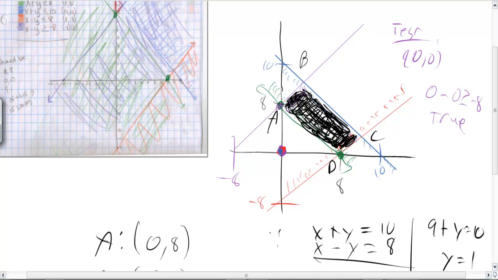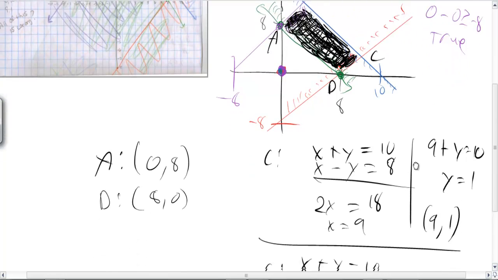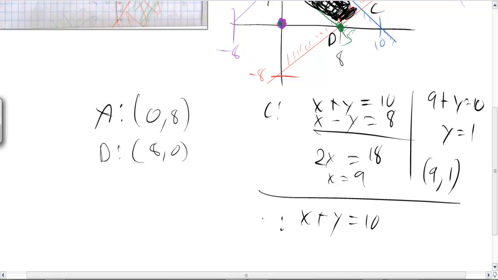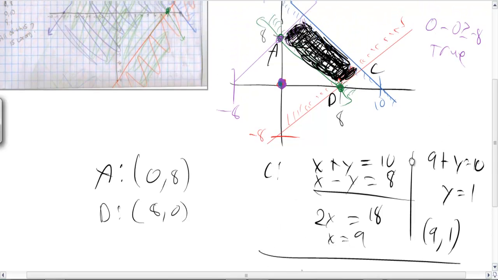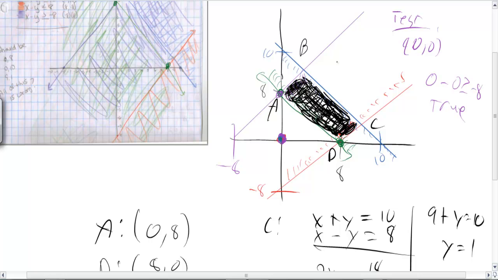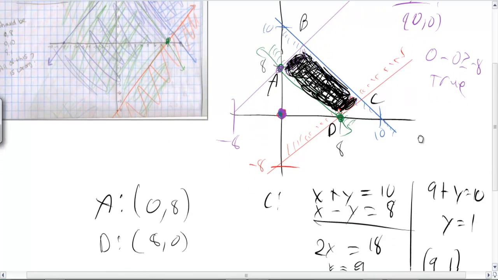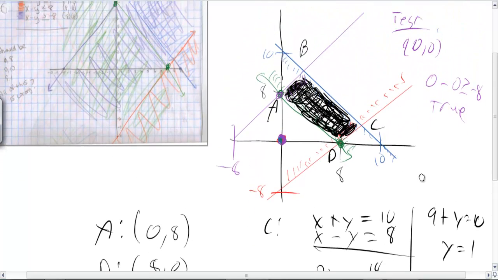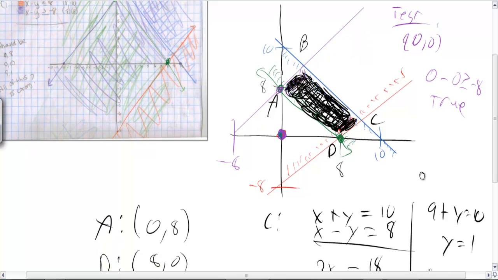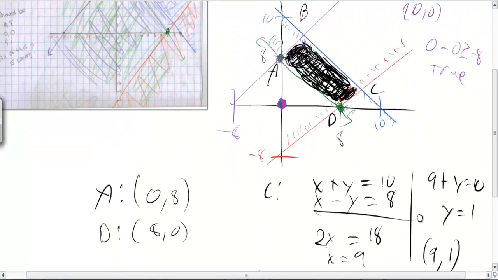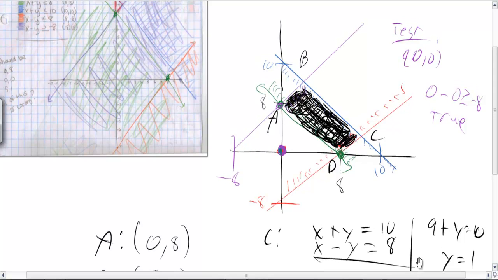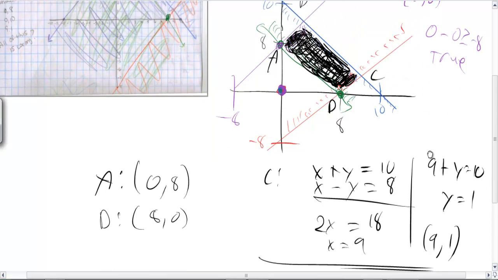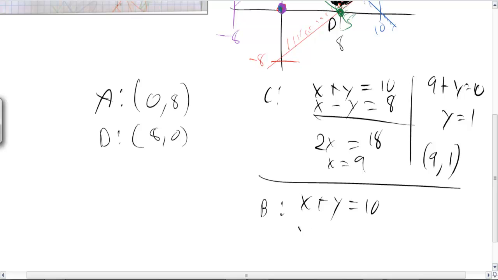So let's get rid of that. Make that C. Now we've got to go back and do B. So B is coming from blue and purple. Blue is still x plus y equals 10. Purple is x minus y equals, sorry, excuse me, negative 8. There we go. I'm sitting here thinking they're the same equation. X minus y equals negative 8.